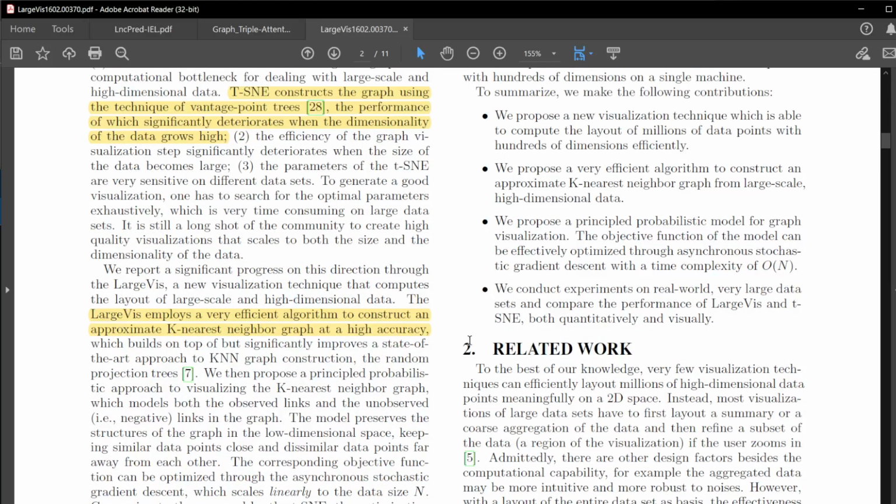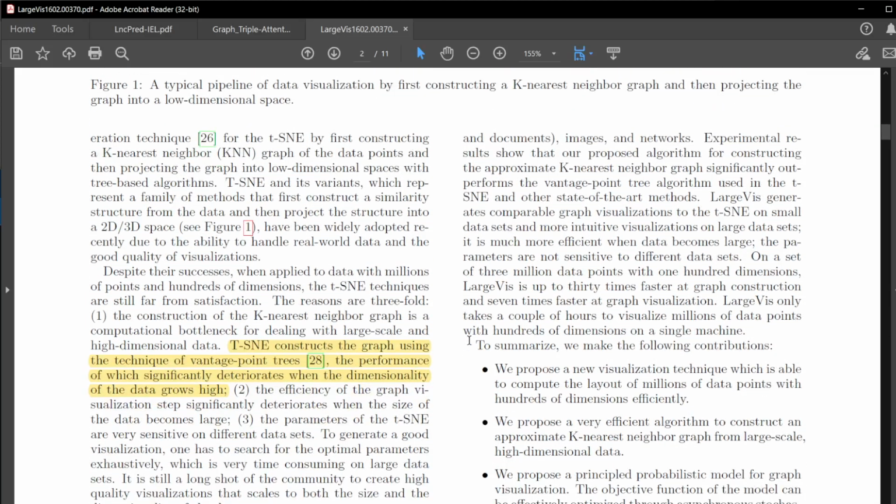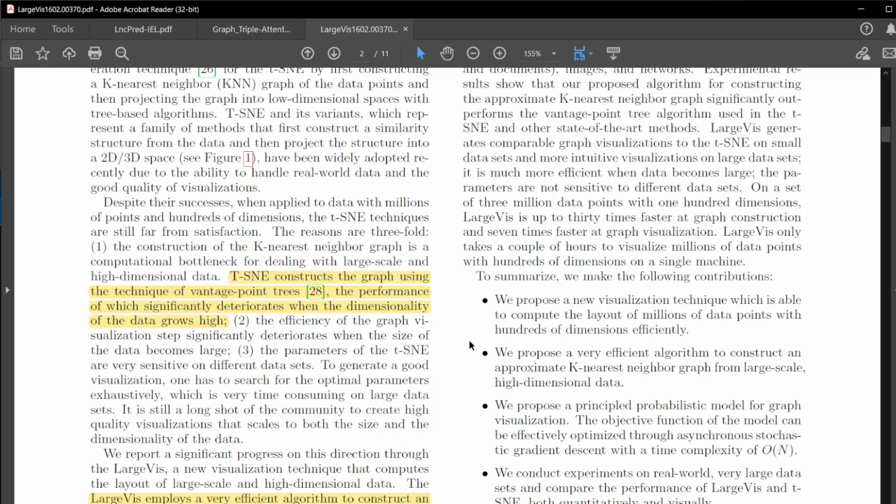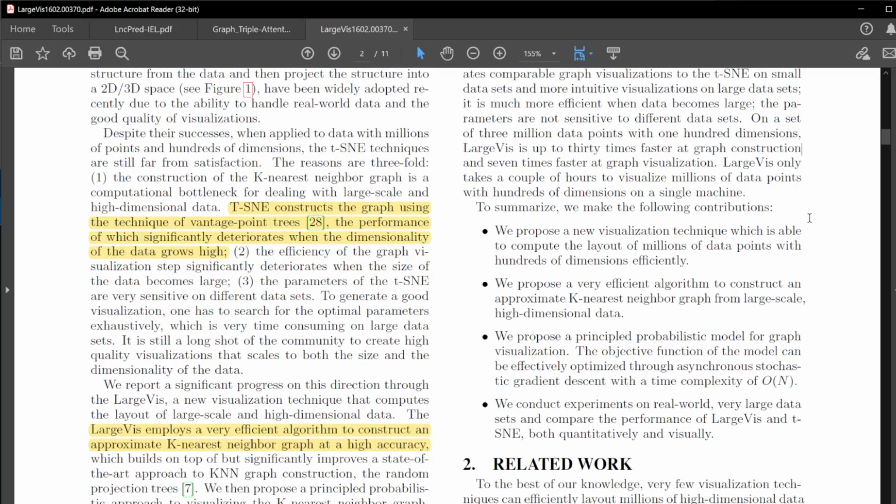Experimental results show that our proposed algorithm for constructing the approximate k-nearest neighbor graph significantly outperforms the vantage point tree algorithm used in the t-SNE and other state-of-the-art methods. LargeVis generates comparable graph visualizations to the t-SNE on small data sets and more intuitive visualizations on large data sets. It is much more efficient when data becomes large. The parameters are not sensitive to different data sets. On a set of 3 million data points with 100 dimensions, LargeVis is up to 30 times faster at graph construction and 7 times faster at graph visualization. LargeVis only takes a couple of hours to visualize millions of data points with hundreds of dimensions on a single machine. To summarize, we make the following contributions.